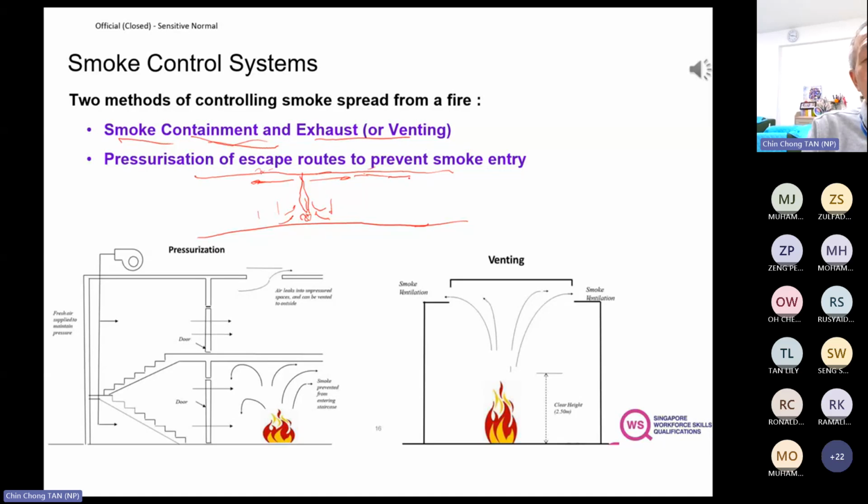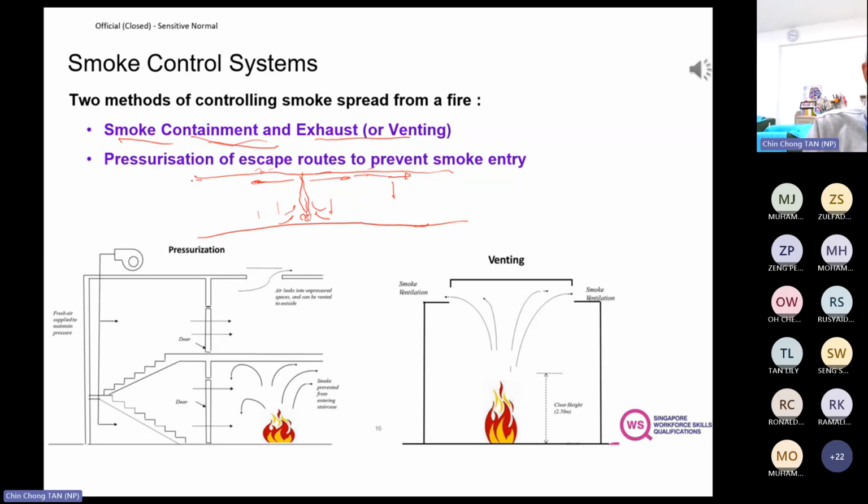Of course, the further it travels, the more nasty it can become. Why? Because it mixes with the air and then it drops down. The density becomes heavier and it drops down. Bad, right? Because it will reduce the visibility of the occupants, suffocate them, and so on and so forth.